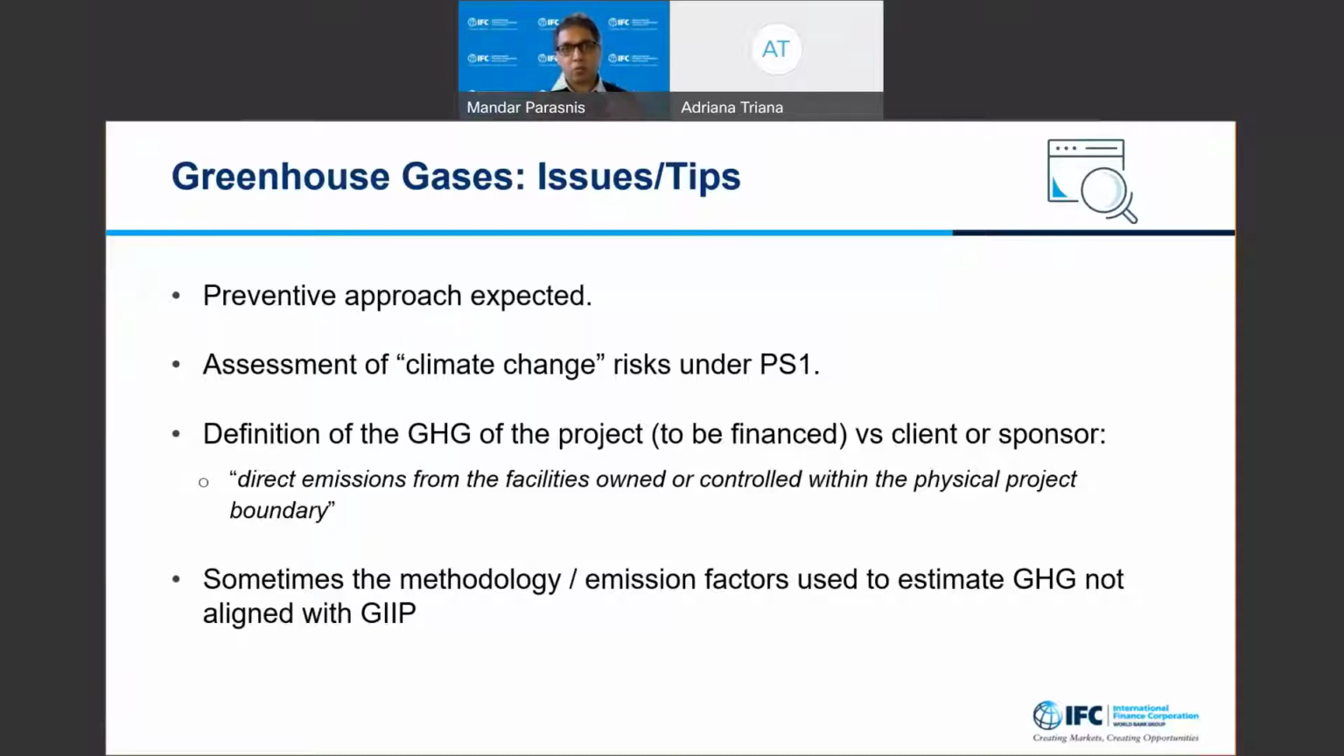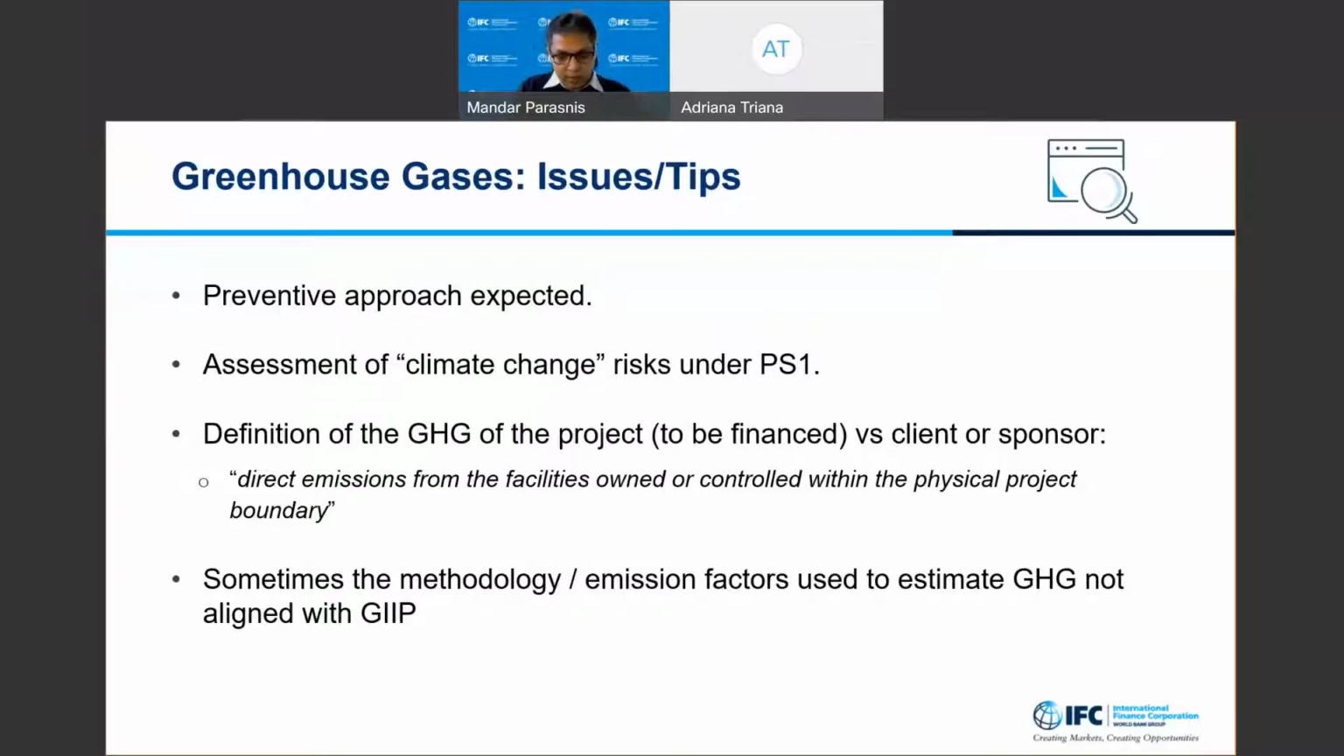So it is quite important to make sure that we are following the correct emission factors, correct methodologies. And then the guidance note 20 for the performance standard. Actually, I should remind you, the performance standard is performance standard, but we also have guidance notes that supplement the performance standard and give a lot more nuances, a lot more explanations to the specific performance standard requirements.